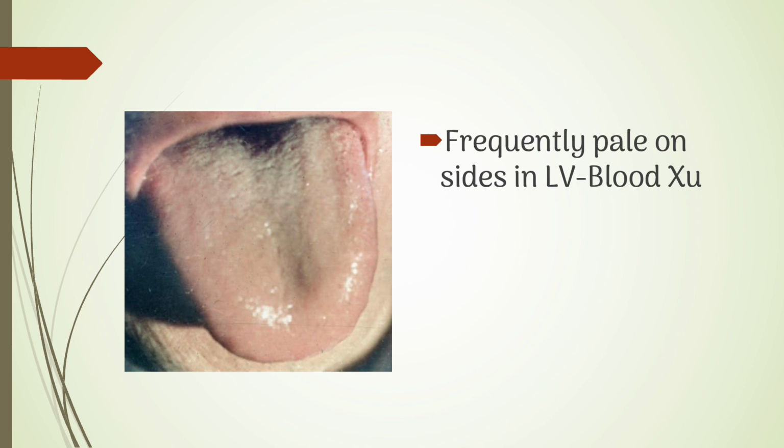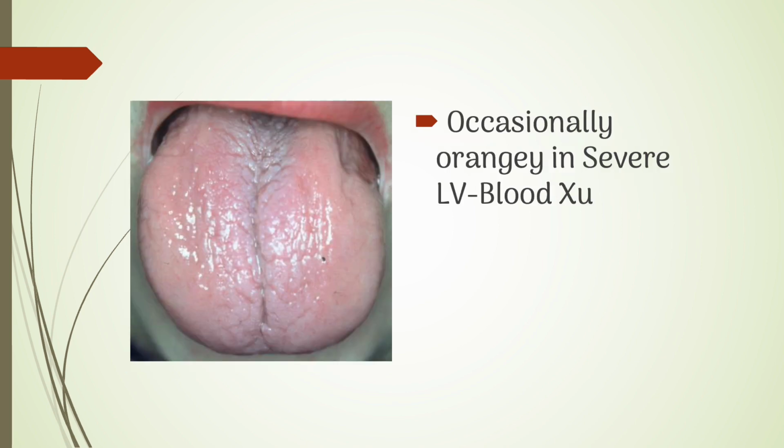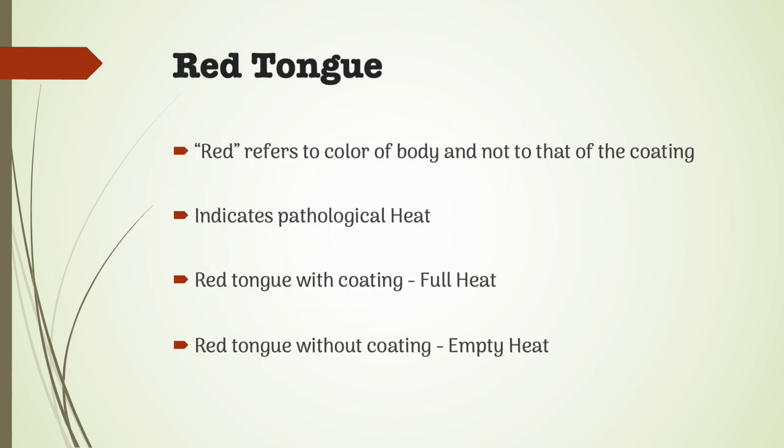Frequently pale on the sides when you have liver blood deficiency. Occasionally orangey in severe liver blood deficiency. By red is meant a tongue that is too red, not a normal pale red tongue. Obviously, red refers to the color of the body and not to that of the coating.